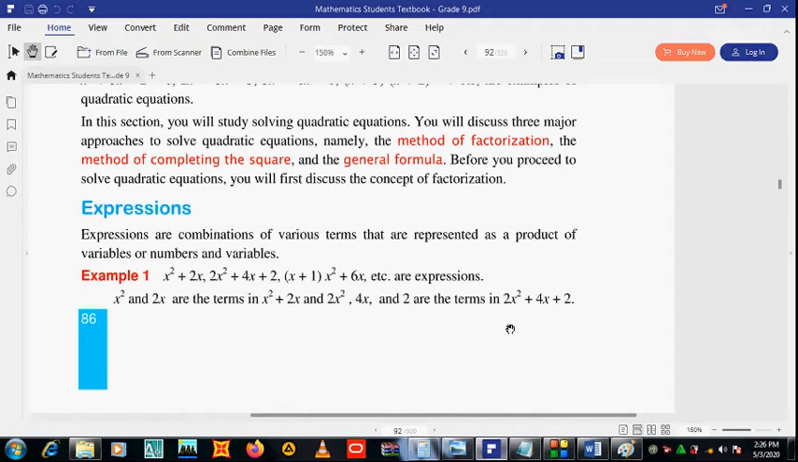So, we discussed expressions. For example, in x square plus 2x, x square and 2x are the terms. This one term is also the second term. In 2x square plus 4x, also 2x square and 4x are terms.